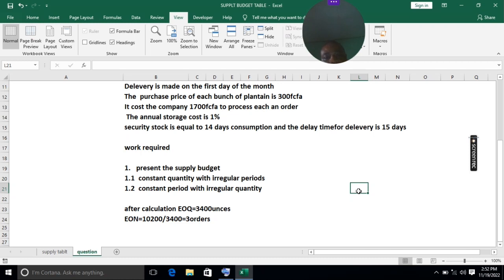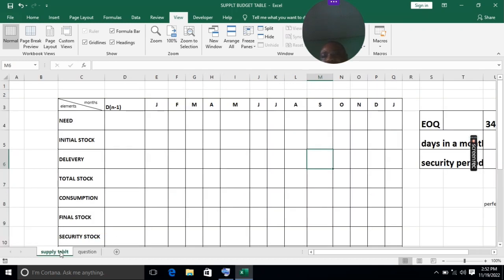So this is the economic order quantity. After calculation, economic order quantity is equal to 3,400 bunches, and the economic order number is given by total consumption divided by economic order quantity, which is 3 orders. So they are going to place only 3 orders in a year. So let us move straight to the table for filling.